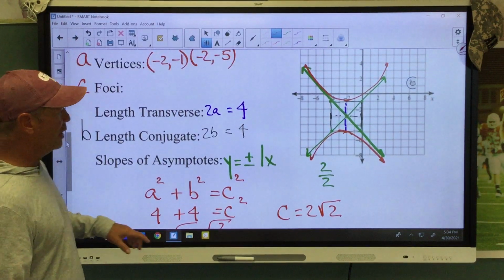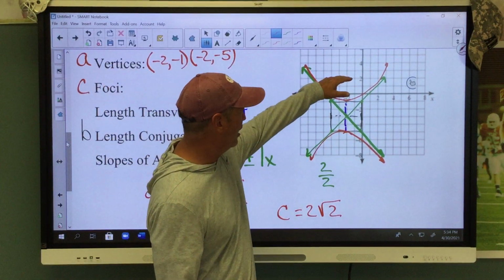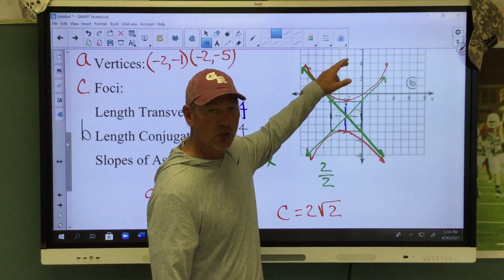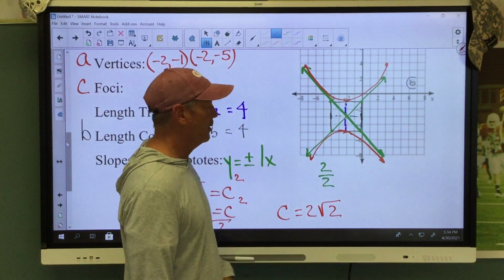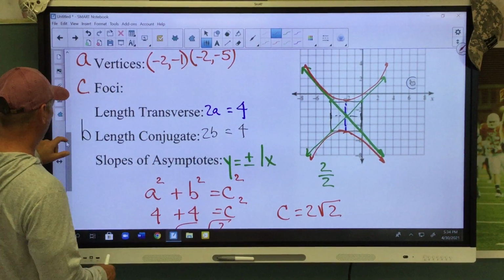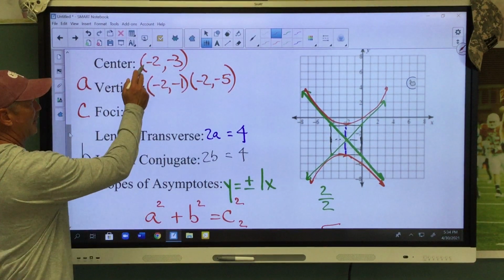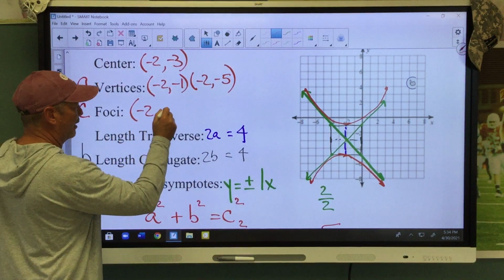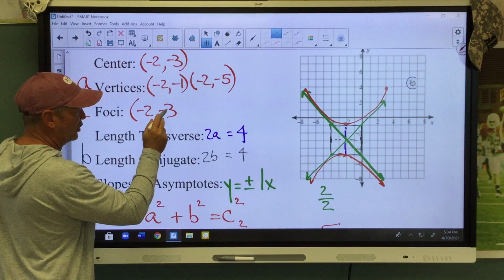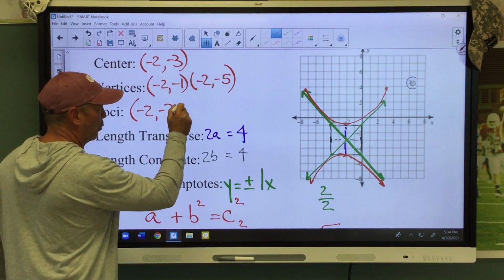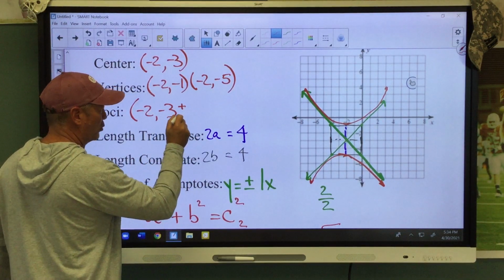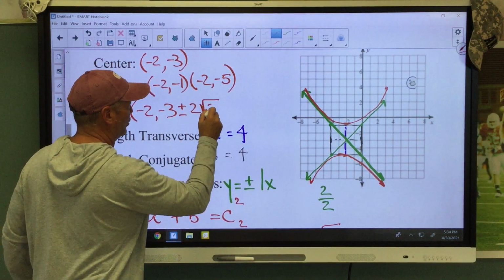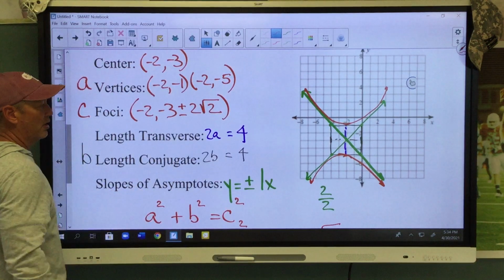Now, we know that the foci are going to be located up and down, vertically. So we need to make an adjustment to the y value of our center. So on our center, we were at -2, -3. So we're going to say -2, -3, but we need to make an adjustment to the y value. We're going to add and we're going to subtract the amount of 2 square roots of 2. This will be the location of our foci.